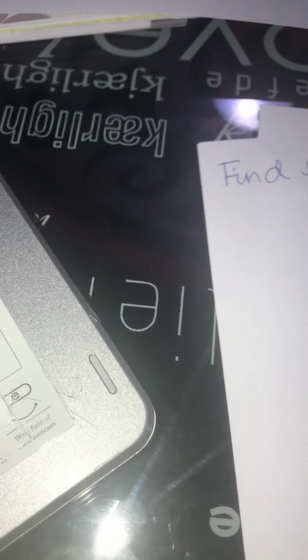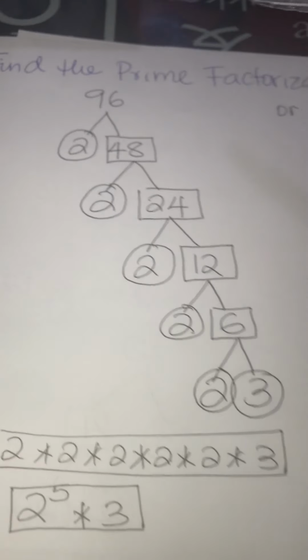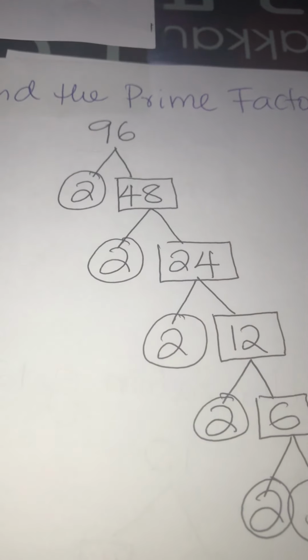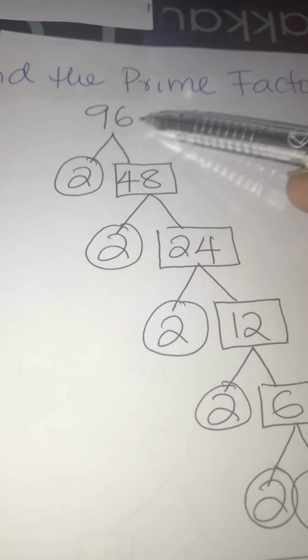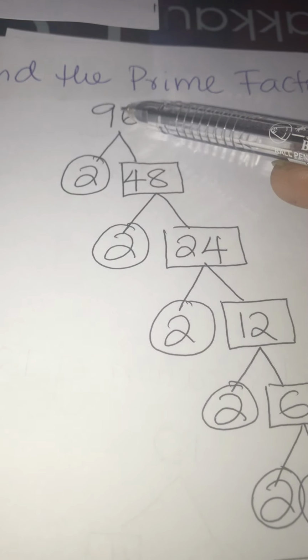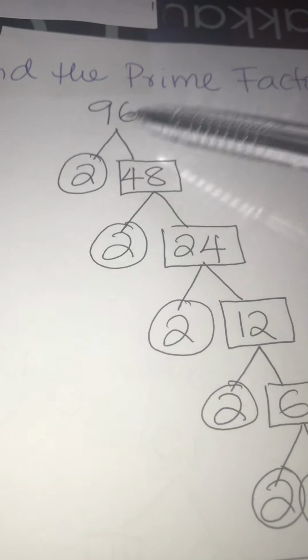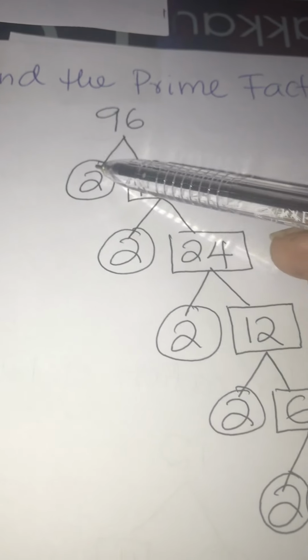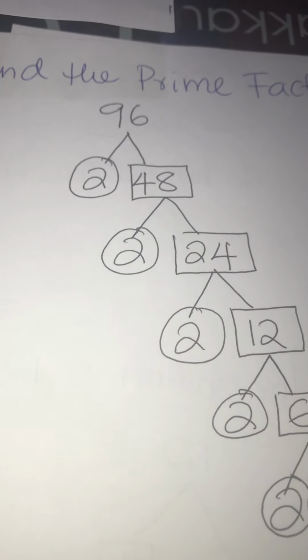Let's do 96. I told you, you must know your times table. Since 96 is an even number, I know 2 can go inside it. So then I ask myself, 2 times what gives me 96? 2 times 48 gives me 96.